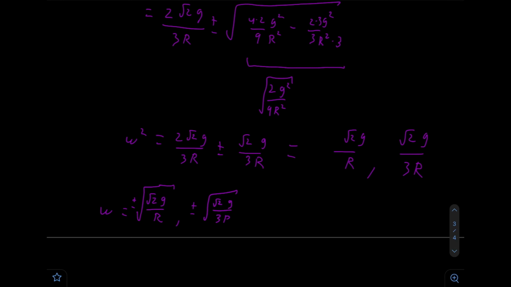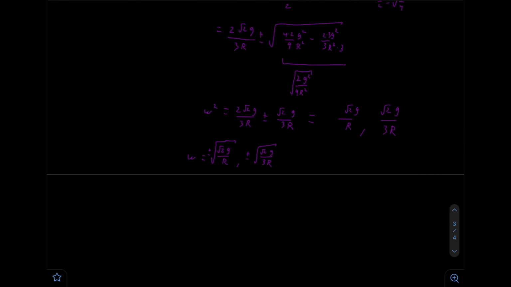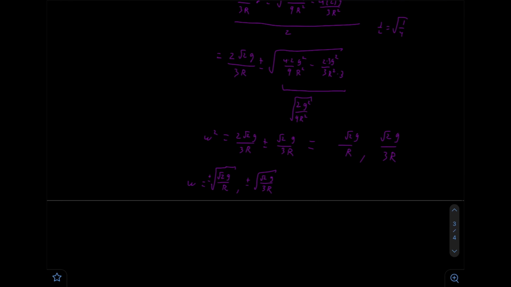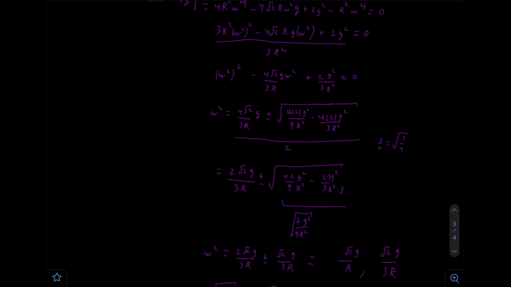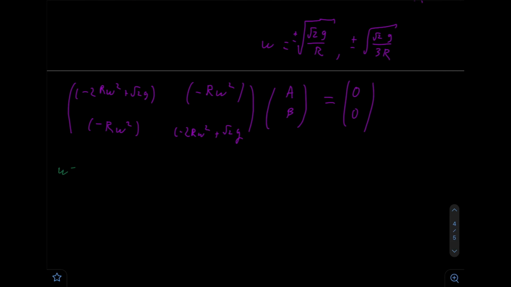Pretty cool. These are going to be the frequency of our normal modes. So how do we find them? Well, we have to plug them into our matrix equation here and see what we get for a and b. Let's say omega is equal to the square root of root 2g over r.